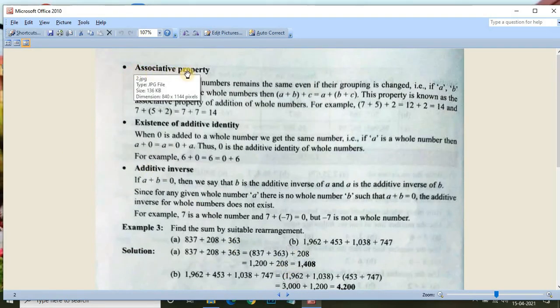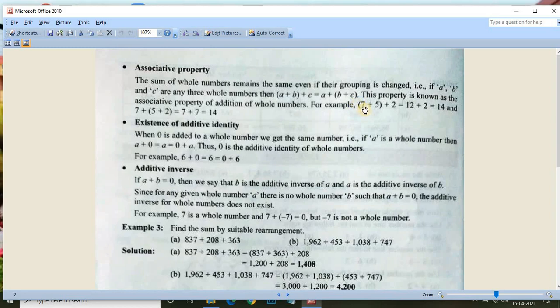Associative property. So what is associative property? The sum of whole numbers remains the same even if their grouping is changed. That is, if a, b and c are any three whole numbers, then (a plus b) plus c equals a plus (b plus c). Now what does it mean? Let us understand with the help of an example. This property is known as the associative property of addition of whole numbers.